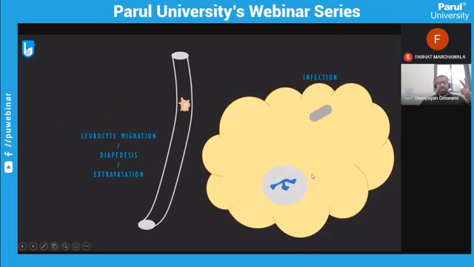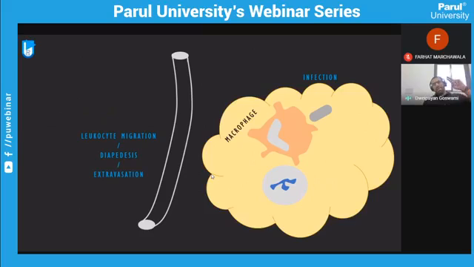Second thing, the number of neutrophils in the blood is maximum. So compared to other WBCs, neutrophils are very large in numbers. So the neutrophil will enter inside. After the neutrophil, macrophages will enter.